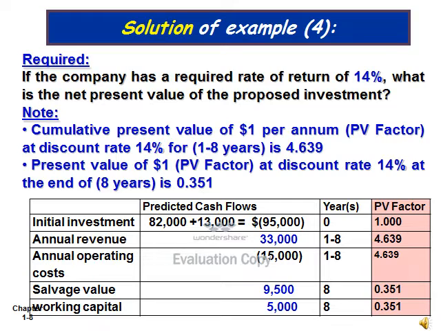The annual operating cost, 15,000 times present value factor 4.639, and the salvage value 9,500. This amount you will get after 8 years. After 8 years, $1 will be less than $1, will be 0.351. The working capital 5,000 after 8 years will be less than 5,000 because the $1 after 8 years will be 0.351.